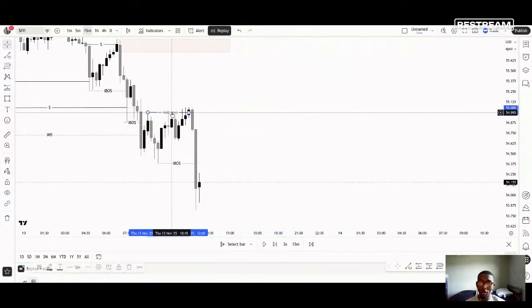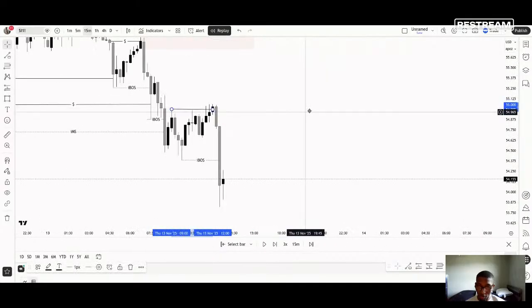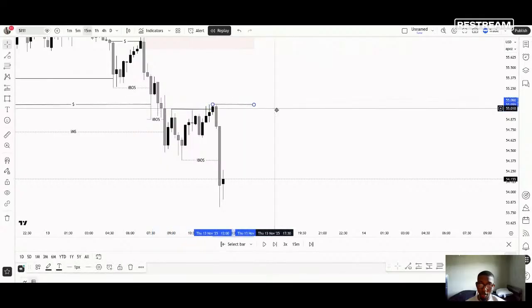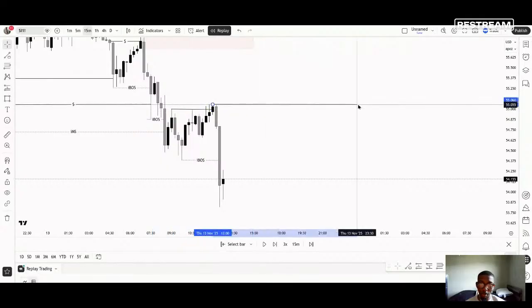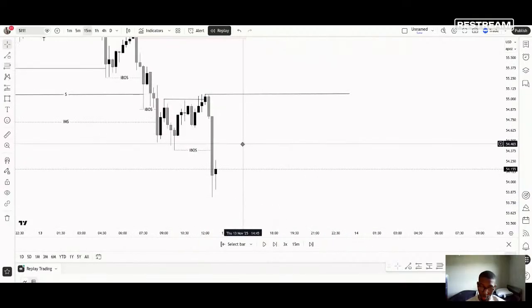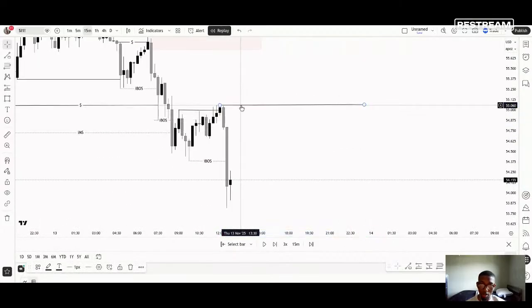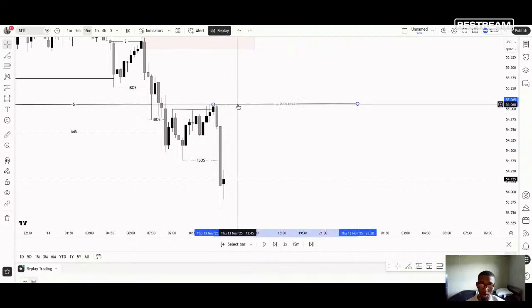So I see right here that this is my swing high. Swing low is still not determined. It could be right here, but I don't really know. But I'll just mark it into price. At this point I'm just gonna do it like this.